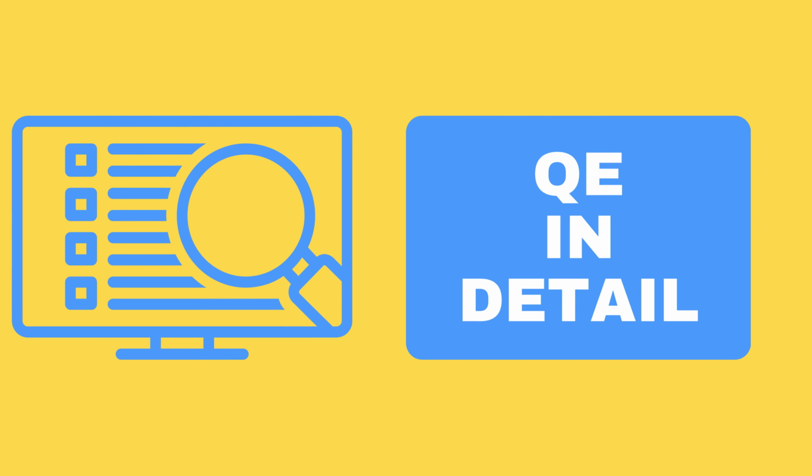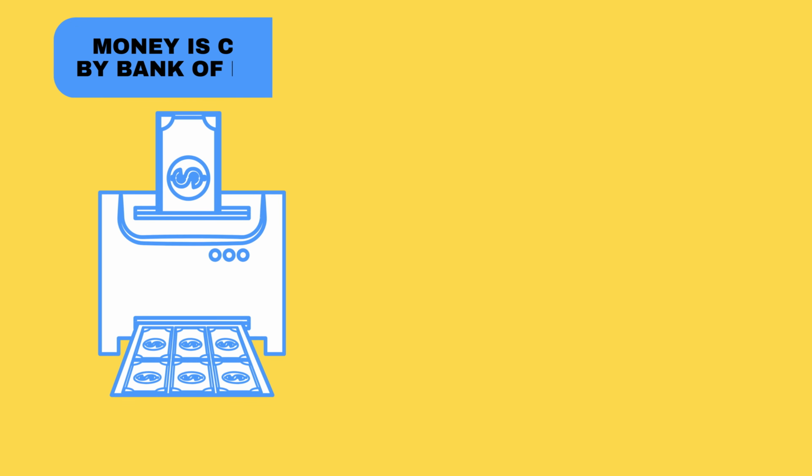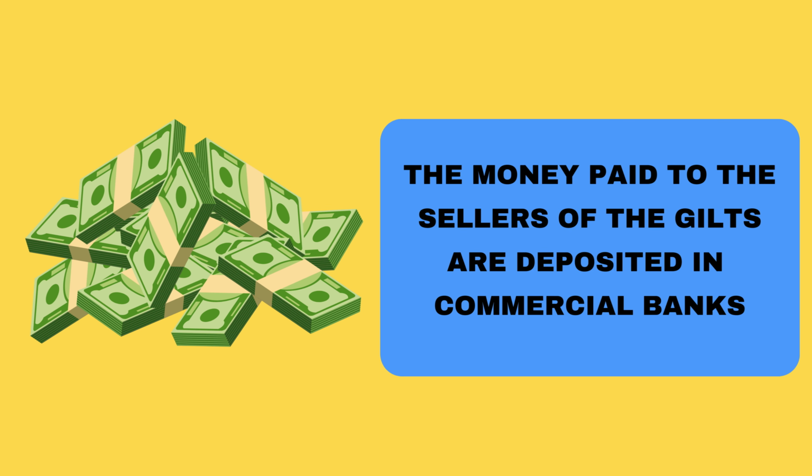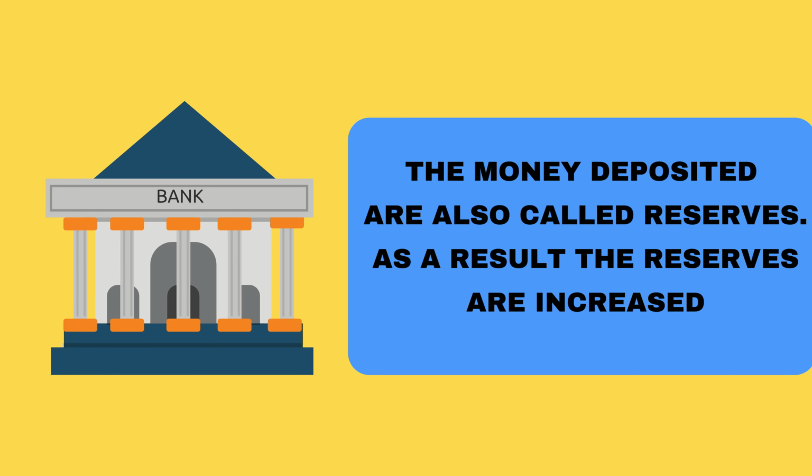Let's look at QE in detail. QE was done by creating money, which was then used to buy the gilts. The money paid to the sellers of these gilts was credited to their accounts at commercial banks, which in turn resulted in an increase in reserves held at the Bank of England.